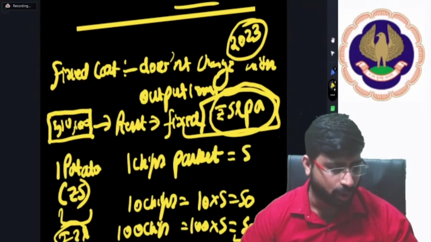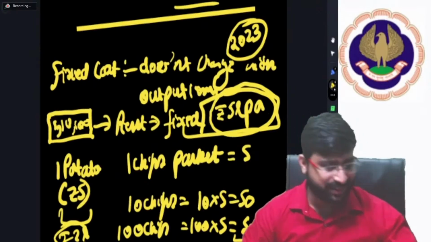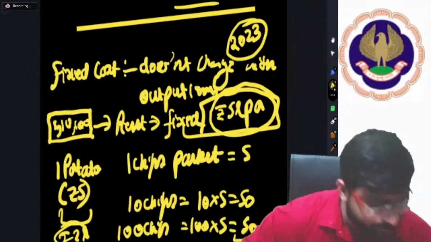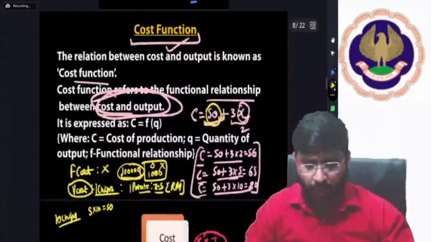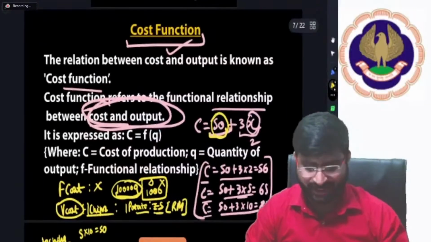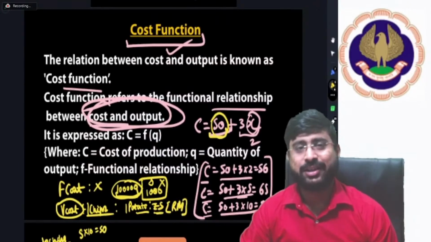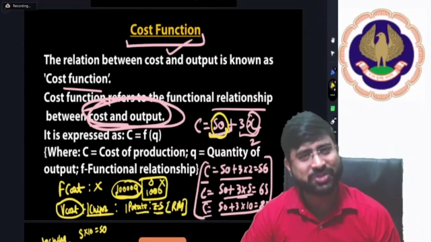Yes, sir, it seems all right. Everybody seems to be in all right position. Right, sir? All right. Now I will explain one thing which is called cost function. We have already done a lot of functions: production function, demand function, supply function. Now we are on to cost function.